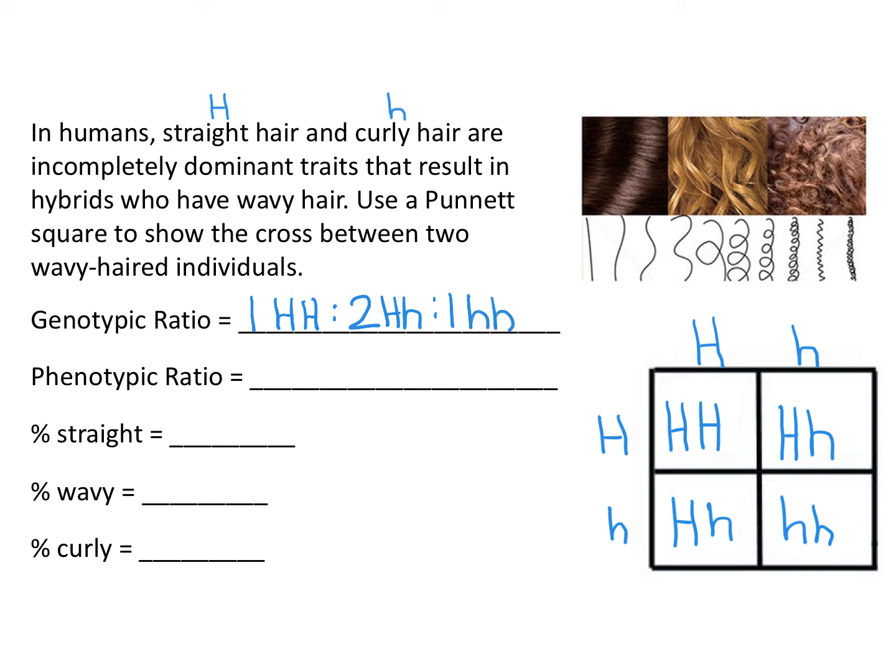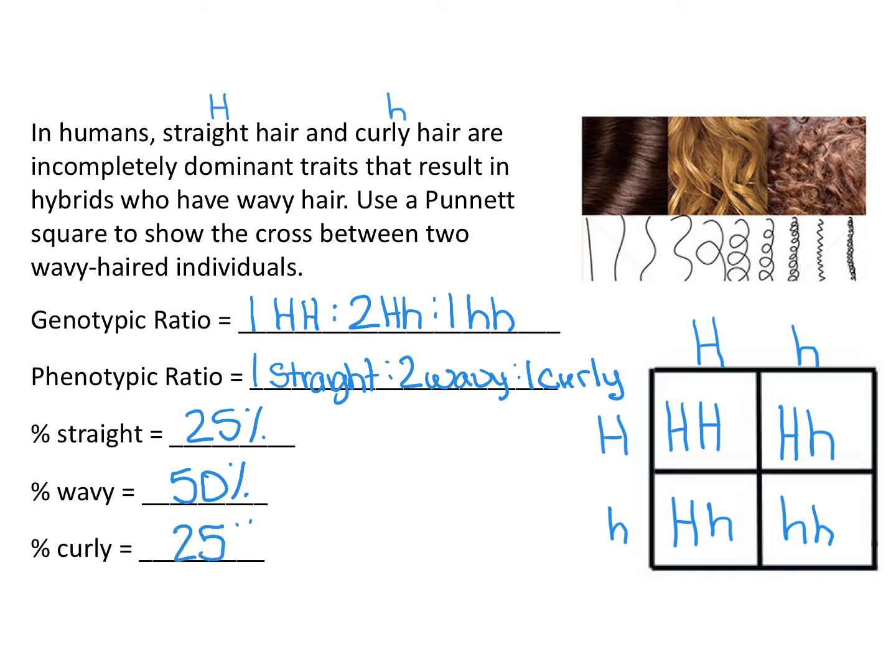When I look at the phenotypic ratio, that is going to show all three. So I have one, remember we gave straight hair the capital, so I have one straight to two wavy to one curly. So there's my phenotypic ratio. All right, so what percentage of my offspring are going to have straight hair? Hopefully you're like 25 percent. And then 50 will be wavy and 25 will be curly.